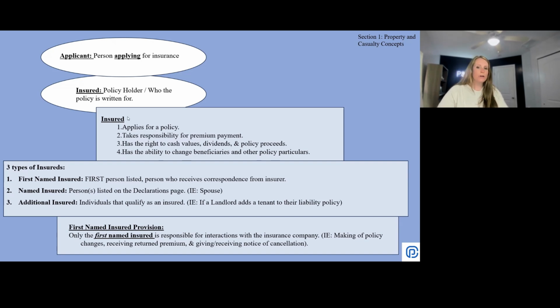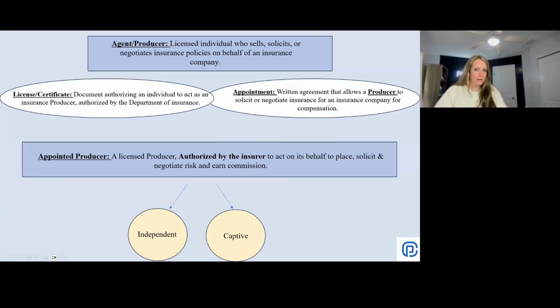So again, the insured is different from the applicant, right? The applicant is just applying for that policy. Once they've been approved, they then become the insured. And then you'll need to know the difference between first named insured versus additional insured. And then again, look out for those questions mentioning the first named insured provision. The insurance company does not have to notify everybody on the policy, just the first named insured. So that's the insured. Now we're going to flip over to the agent.